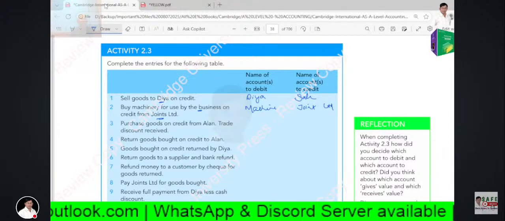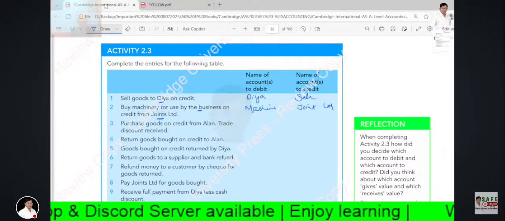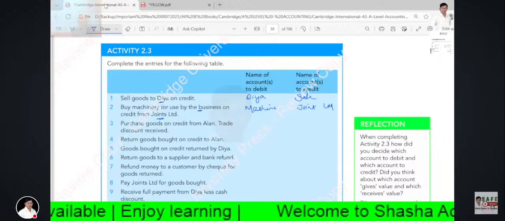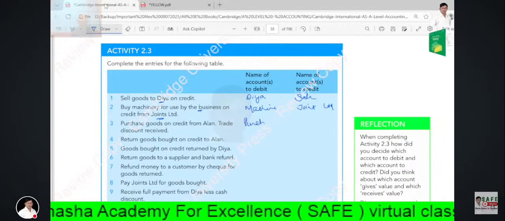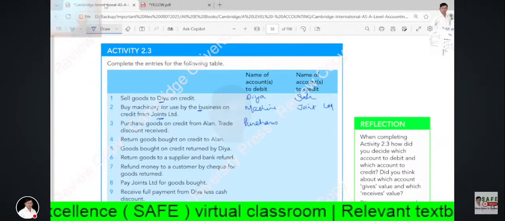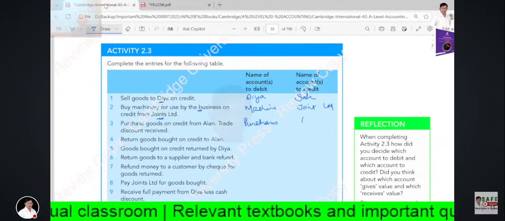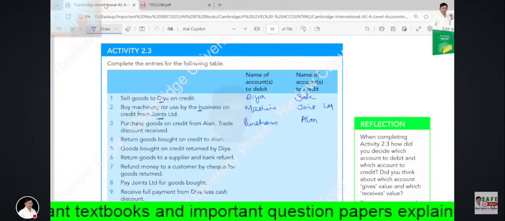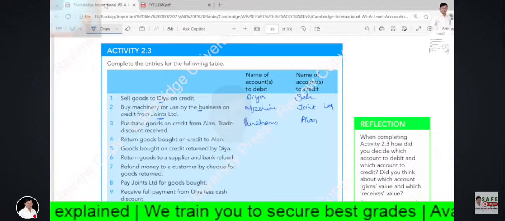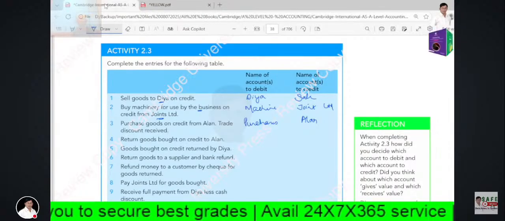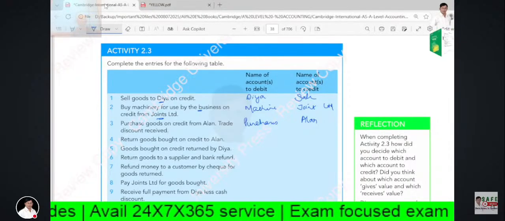Purchase goods on credit from Allen Trade, discount received. We have purchased goods on credit from Allen. Whether it is cash purchase or credit purchase, purchases are always purchases, so you can write purchases. Allen is the giver of the goods, and that's all. Discount received will never be recorded because this is trade discount. Trade discount is never recorded. So the net amount will be recorded.